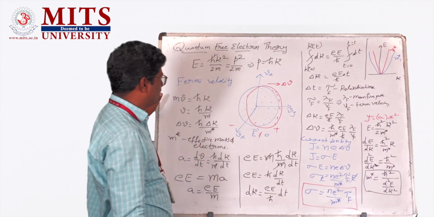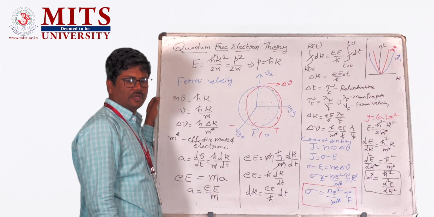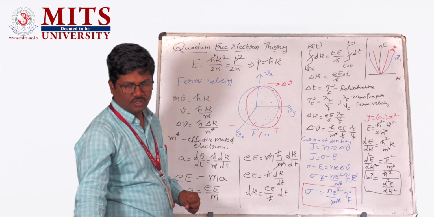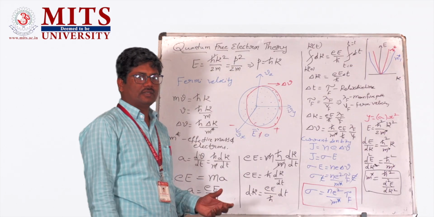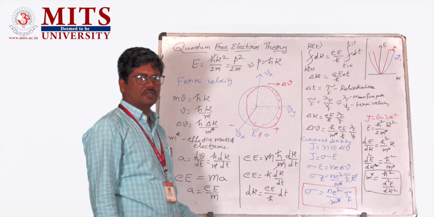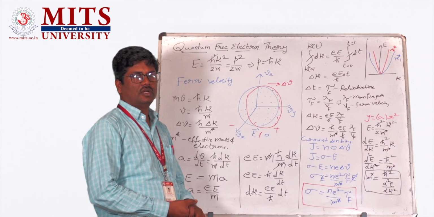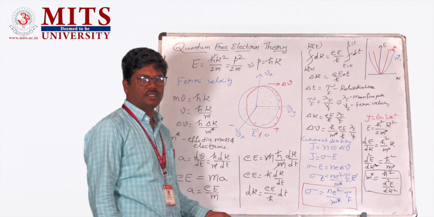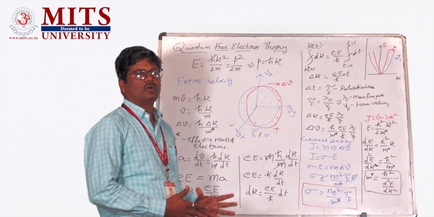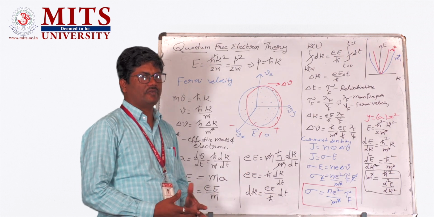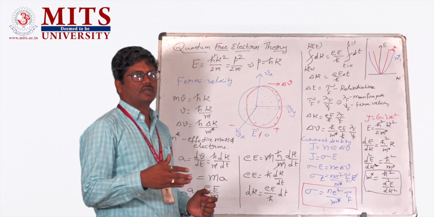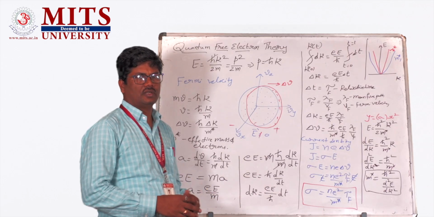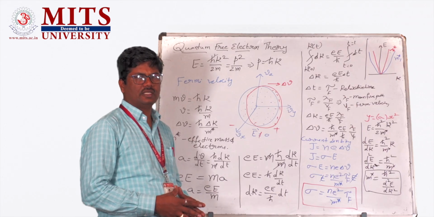Overall, this is the quantum free electron theory explained by Sommerfeld, which is very useful to explain a few things in metals and to understand the drawbacks of classical free electron theory. There are certain drawbacks in quantum free electron theory also. The quantum free electron theory was not able to explain the difference between semiconductors, conductors, and insulators. That we will see in the next topics, that is band theory of solids.